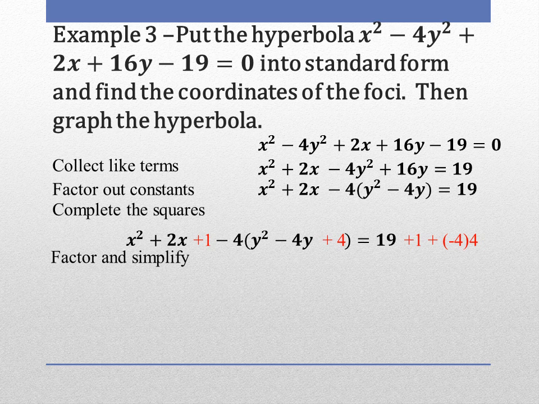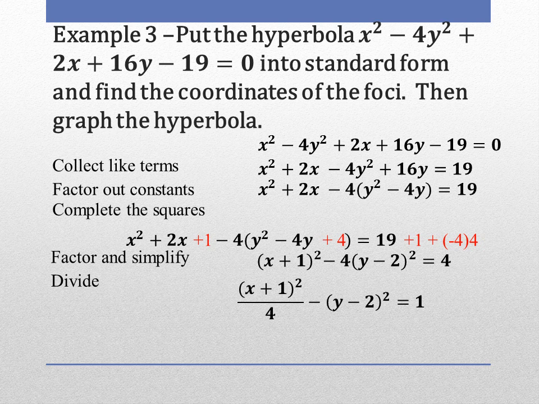So our next step is we're going to factor and simplify. So we need to write these squares as squares and then simplify the right side by collecting all of the constants. And this is what our equation has simplified to be. So our last step is to divide by that 4, because to be in standard form, this equation has got to be equal to 1. So we're going to divide by 4. And there we have it. That is our equation in standard form.